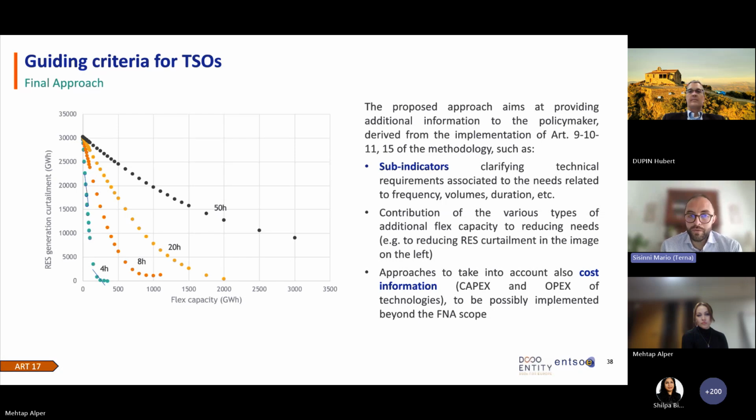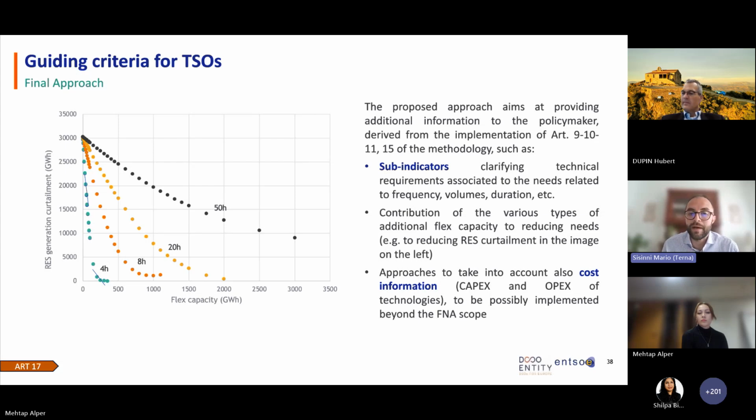That's why what we do for all the different types of system and network needs is, first of all, to provide what we call sub-indicators, clarifying some technical requirements which are associated with the quantified needs. An example: if we are observing ramping needs for a few hours in a row, this means that we need a certain type of technology to cover the specific need. If, on the contrary, this is occurring just once in a while, once in a month for example, a very high peak, we might need a different type of technology to cover the specific need.